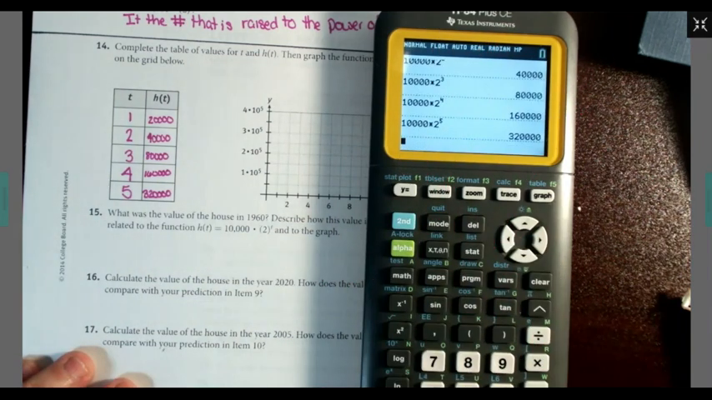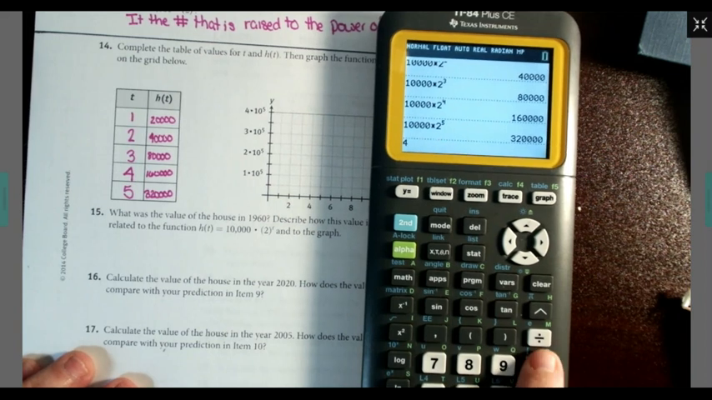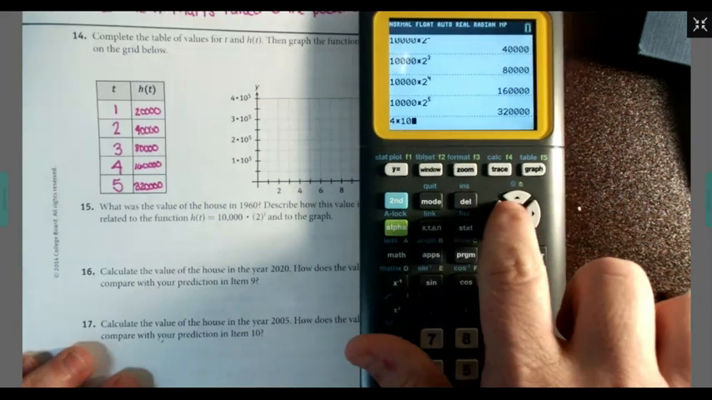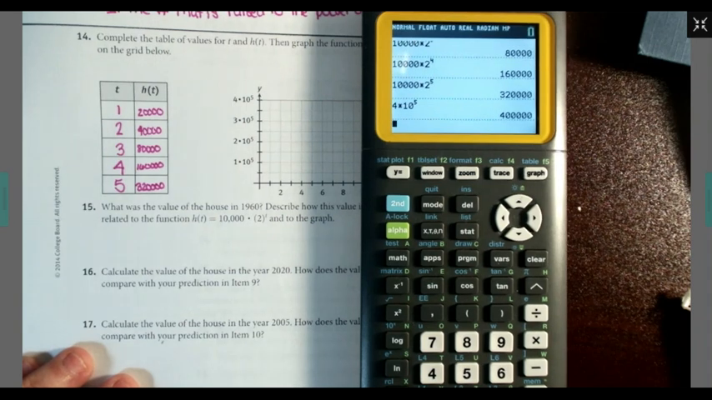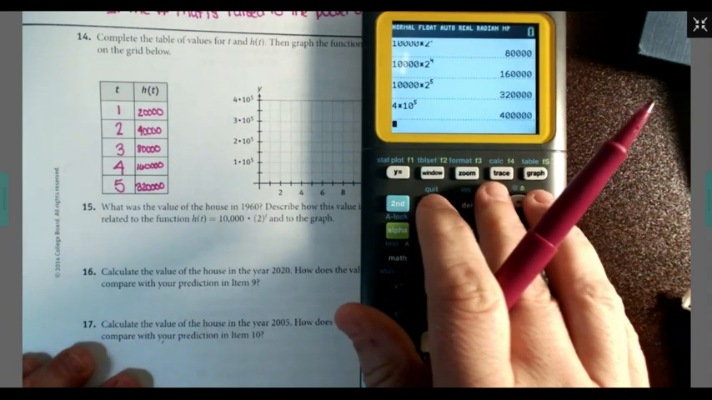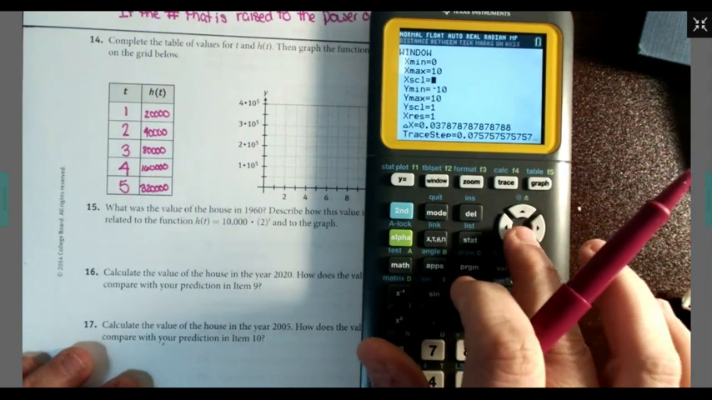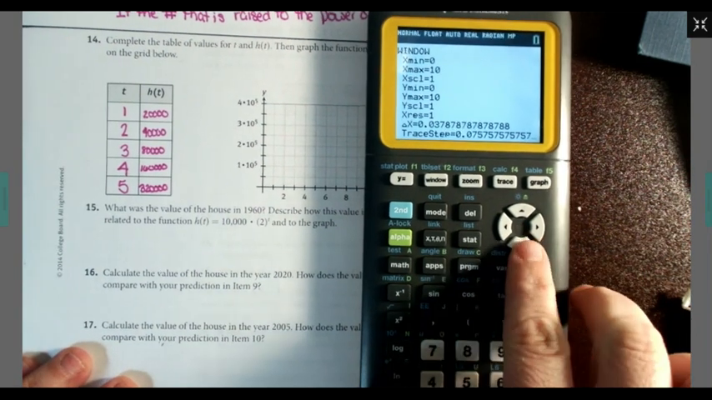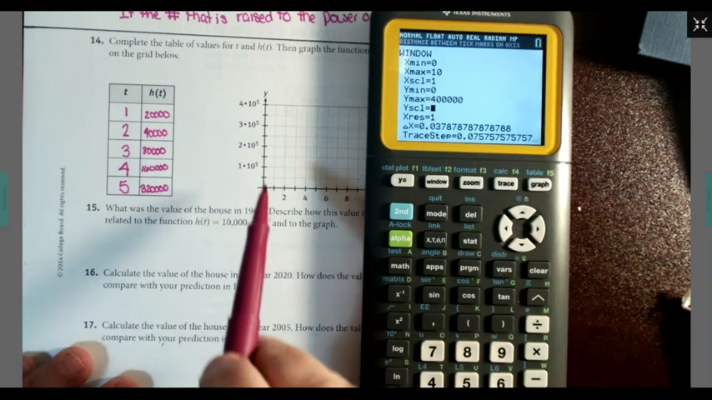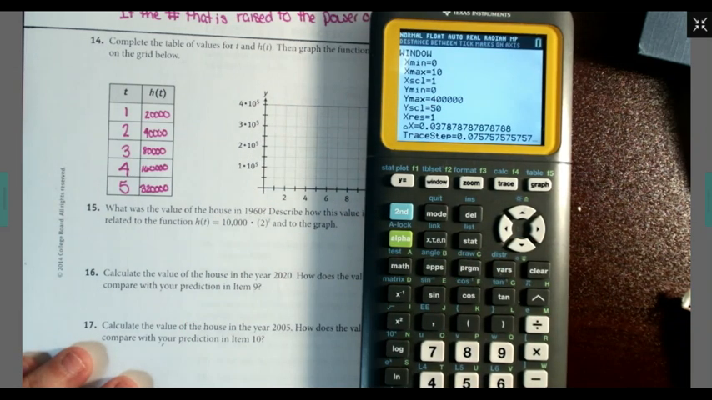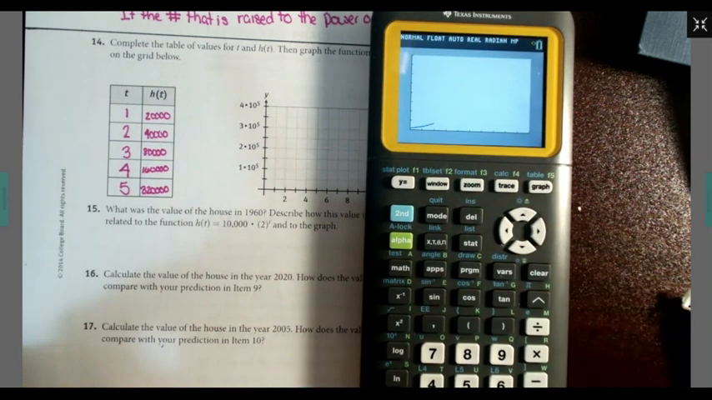And just real quick, I want to find out what 4 times 10 to the 5th power is. Okay, so that's 400,000. That's good, because we want to go from 0 to 400,000, and it looks like we're going up by 50,000. Okay, let's graph that.